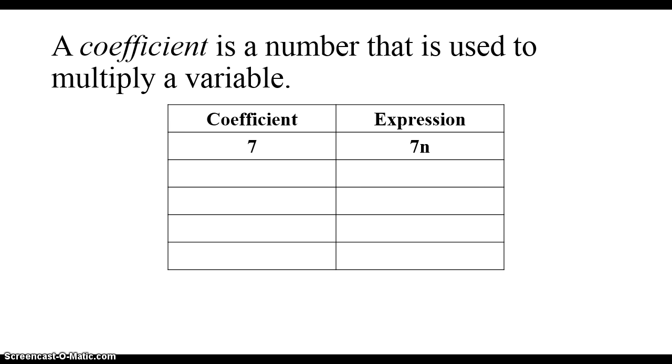So in the expression 7n, 7 is the coefficient because it's being multiplied by the variable. In 3m, 3 is the coefficient. In 12x, 12 is the coefficient. So it's any number that's being multiplied by a variable. In 9y, 9 is the coefficient, and in 10z, 10 is the coefficient.